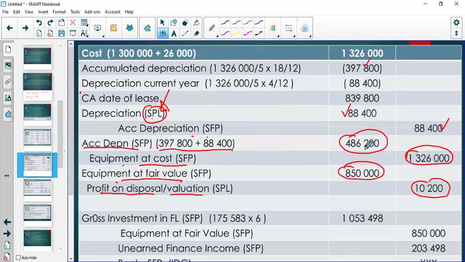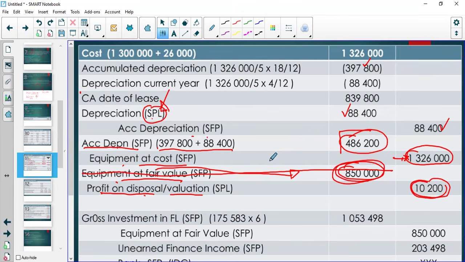Okay, so what I've done here is slightly different because I've included another entry, this one. You normally don't get it in your study pack, but it makes it easier to follow what's happening. This asset is being transferred from being measured at cost to being measured at fair value. So we remove the cost and the accumulated depreciation, and we reintroduce the asset at its fair value now. So it's now being measured at fair value before transfer. And that results in a gain of 10,200.